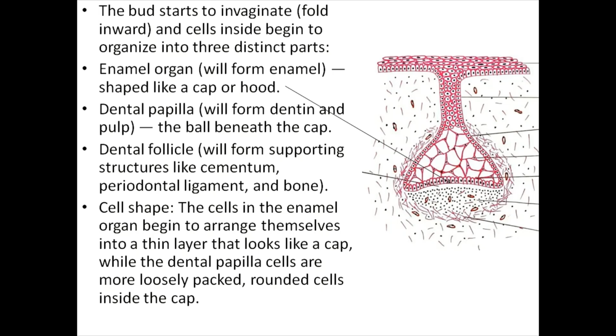Dental papilla will form dentin and pulp, the ball beneath the cap. Dental follicle will form supporting structures like cementum, periodontal ligament, and bone. The cells in the enamel organ begin to arrange themselves into a thin layer that looks like a cap, while the dental papilla cells are more loosely packed, rounded cells inside the cap.